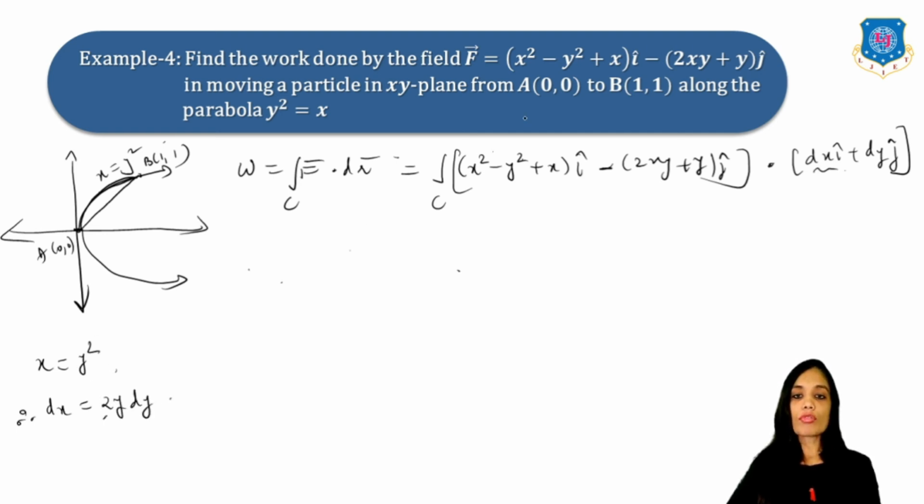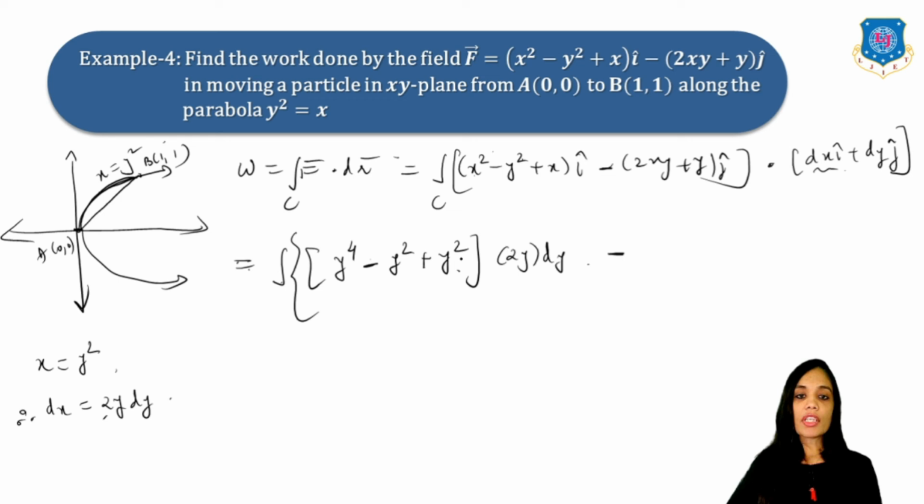So now let us put these two values in this. So on putting we will get integration. If I put in this x as y square, it will be y raised to 4 minus y square plus y square times dx. Now dx is what? 2y dy. Fine. Now minus. We have 2xy. So in place of x put y square. So it will be 2y cube plus y times dy. Right? And your limits now, everything is converted into y. So we have to take the limits of y which is from 0 to 1. So these two are getting cancelled out.